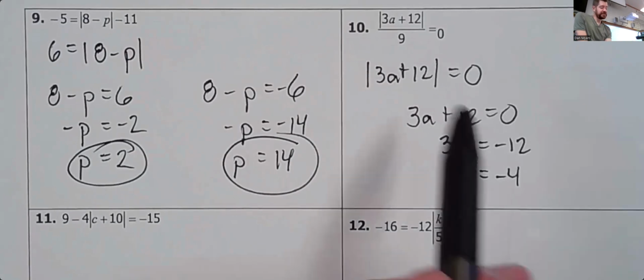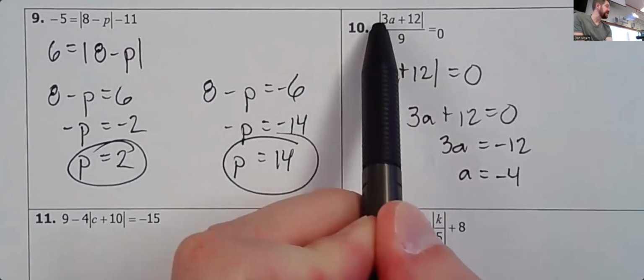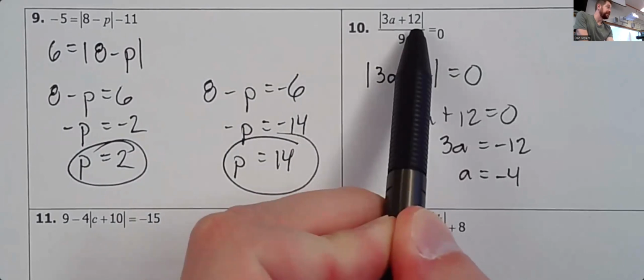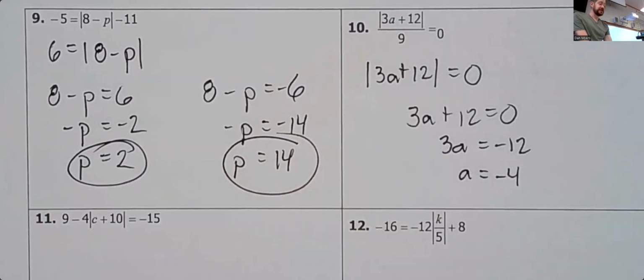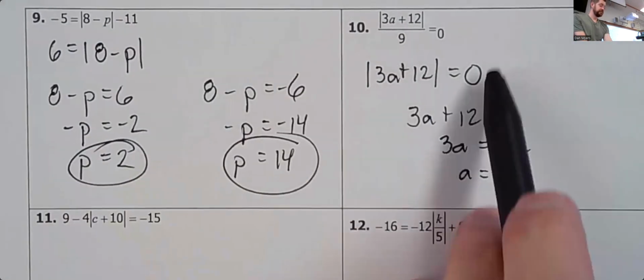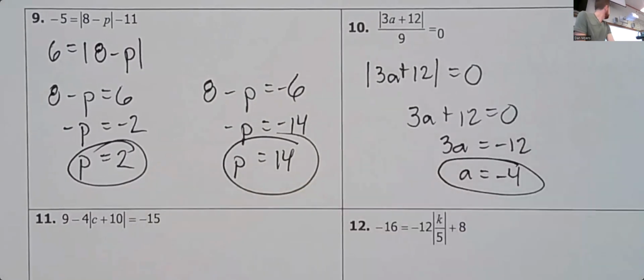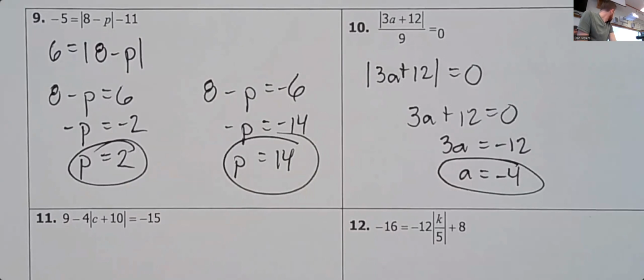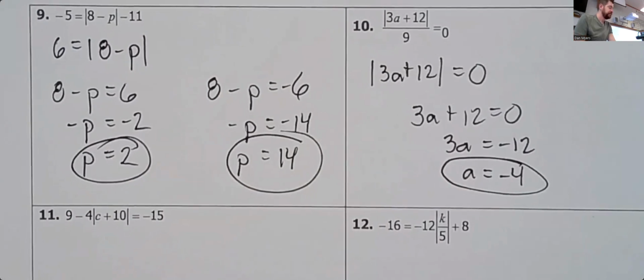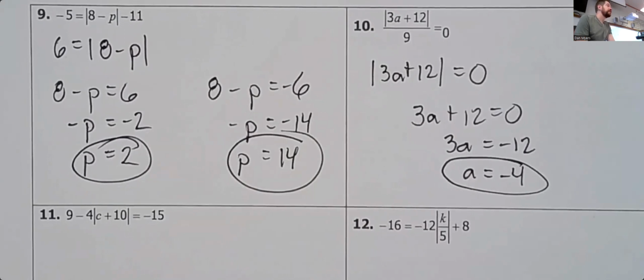And if we take that back up to the original equation, 3 times negative 4 is negative 12. Negative 12 plus 12 is 0. The absolute value of 0 is 0. And 0 divided by 9 is 0. So, good to go. All right, any questions on that one?